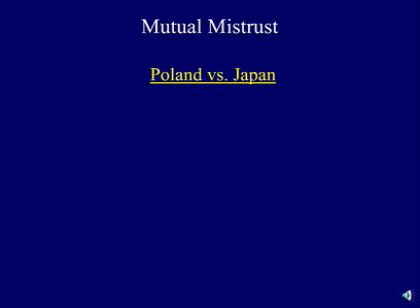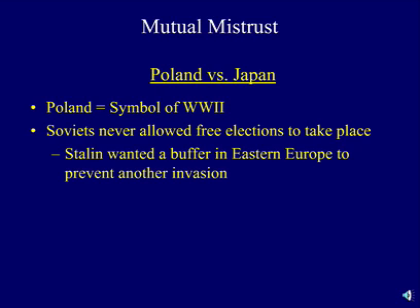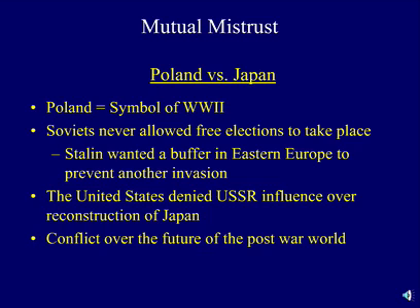Another area of conflict was shown with events associated with Poland. In many ways, Poland was seen as a symbol of the Second World War, because Hitler's invasion in September of 1939 sparked the involvement of Western nations in the war. At the end of the war, the Soviet Union never allowed free elections to take place, even though they had promised to do so at Yalta. Instead, Stalin wanted a buffer in Eastern Europe to prevent another invasion in the future. The Americans and other allies were not allowed any involvement in a post-war Poland. Stalin countered. He pointed out that the United States denied the Soviets any influence over the reconstruction of Japan. So the bottom line here is that there's a series of conflicting views by the Americans and Soviets as to what should happen with different parts of the post-war world.